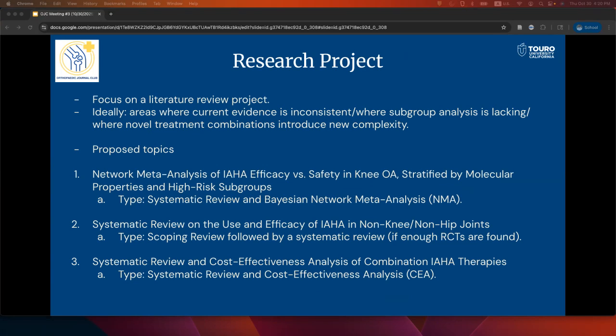And then a lower hanging fruit, but still very important, is a systematic review with cost effectiveness analysis of combination IHA therapies. There are actually papers out there trying to combine PRP and IAHA into one injection. So maybe a cost-effectiveness analysis of all the different modalities is a more palatable, but still effective, research topic. I'm sure we'll get plenty of feedback from Dr. Taylor and Dr. Tieford about which of these they think is a good step forward.